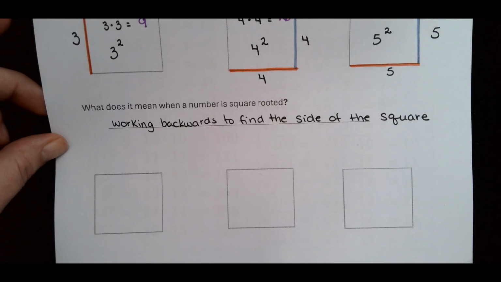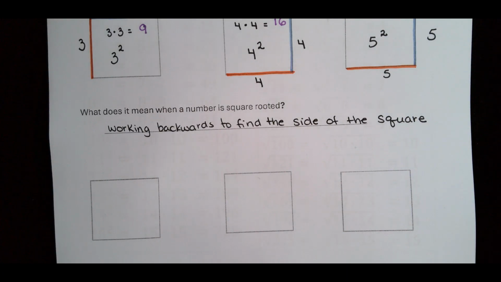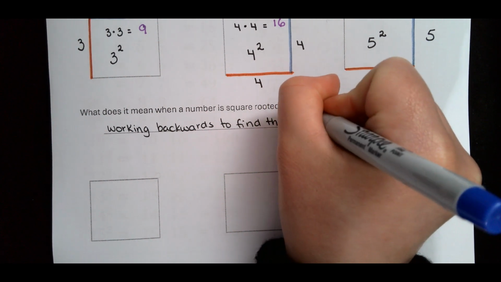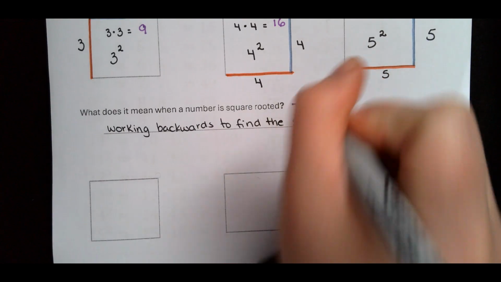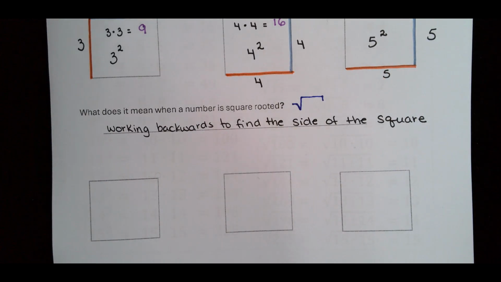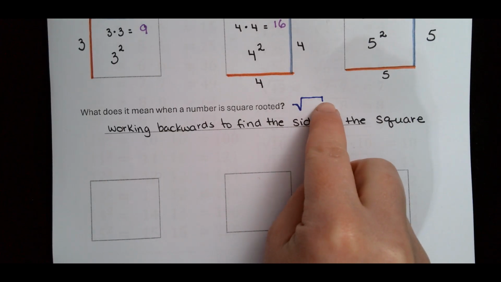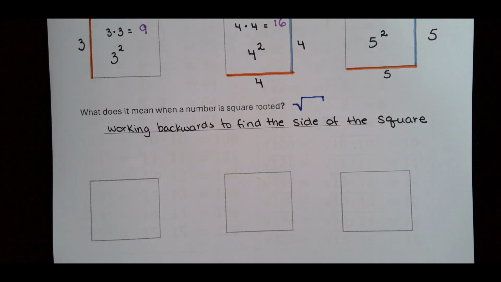So let's do an example here. A square root symbol is going to look like this. We sometimes call it a house. There's going to be a little V, a little stepping stool, and a little ending at the end. This symbol is called the square root symbol.